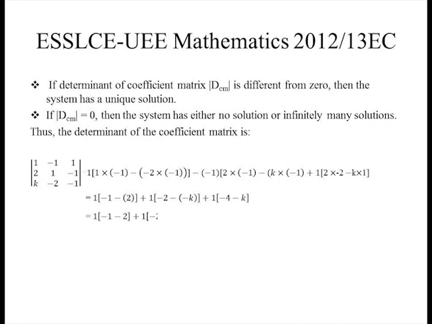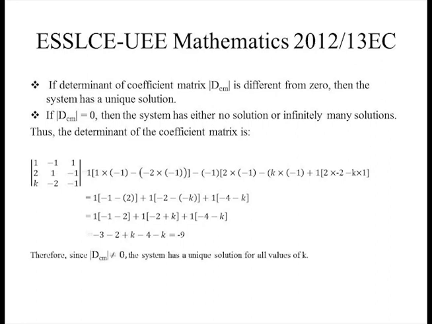1 times negative 1 minus 2 plus 1 times negative 2 minus negative k means plus k plus 1 times negative 4 minus k, which is equal to negative 1 minus 2 is negative 3 times 1 is negative 3 plus 1 times negative 2 is negative 2 plus 1 times k is k, 1 times negative 4 is minus 4, 1 times negative k is negative k, k minus k is 0, so we are left with negative 3 minus 2 minus 4, negative 3 minus 2 is negative 5, minus 4 is negative 9.